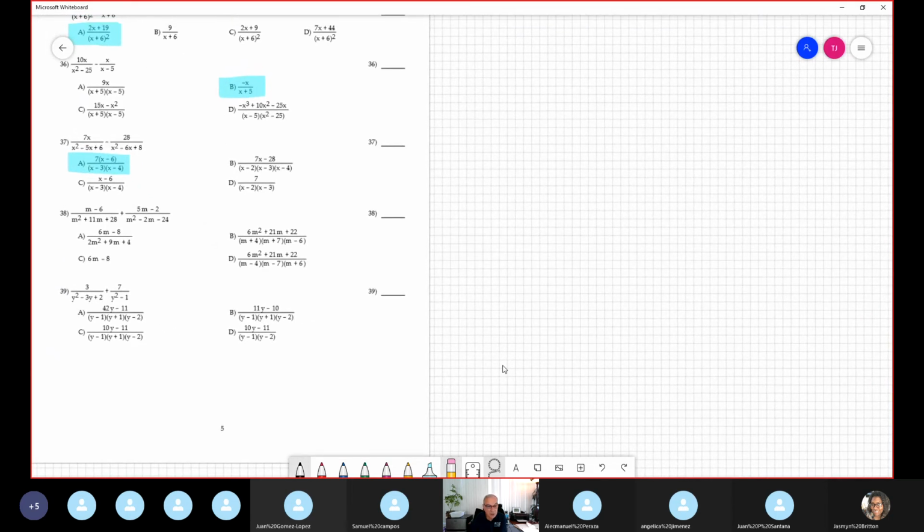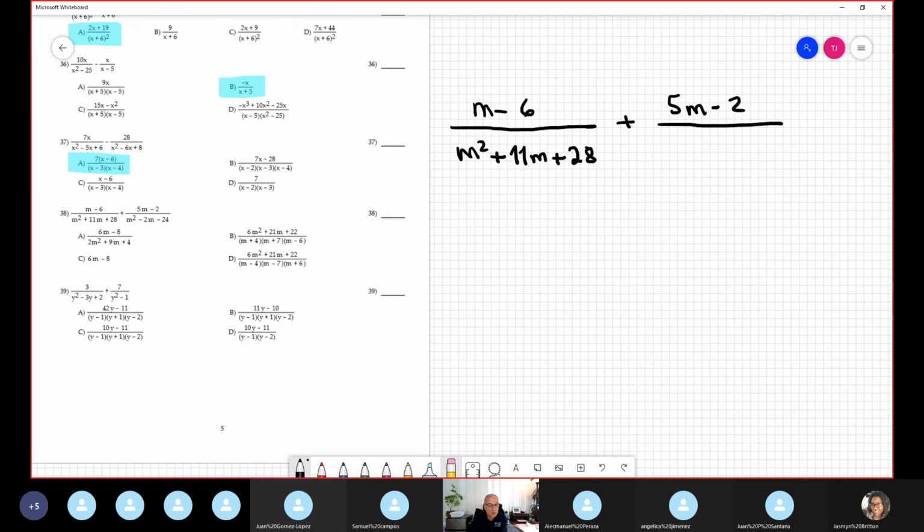Okay, number 38 is m minus 6 divided by m squared plus 11m plus 28, plus 5m minus 2 over m squared minus 2m minus 24. Okay, addition, subtraction, LCD. To find the LCD, we need factorization, mandatory. Factorization of the expressions in the bottom, of course.